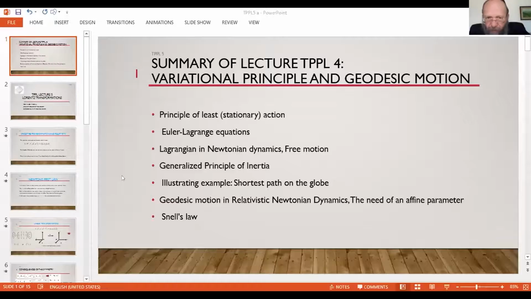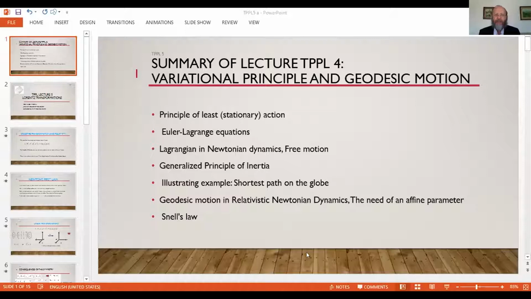Going over what we have done the last time. The summary of lecture 4 is we had the relational principle in geodesic motions. And we discussed a few things about them.